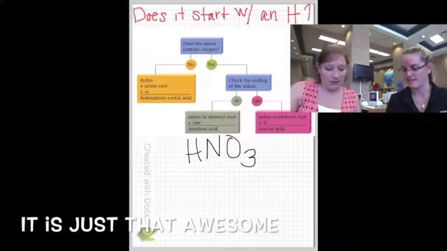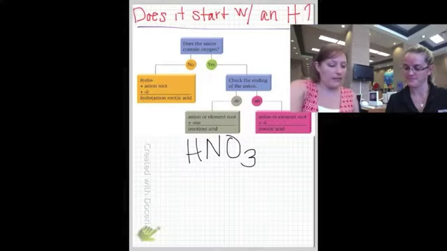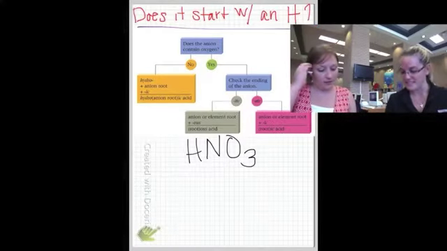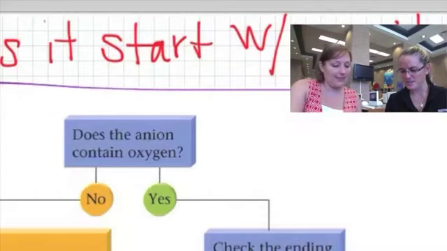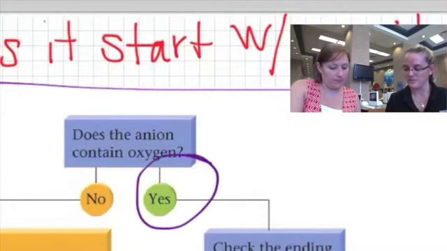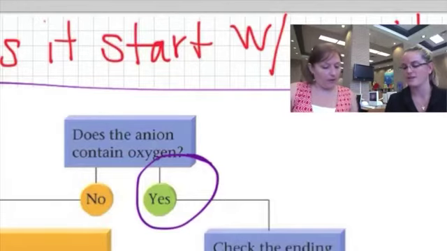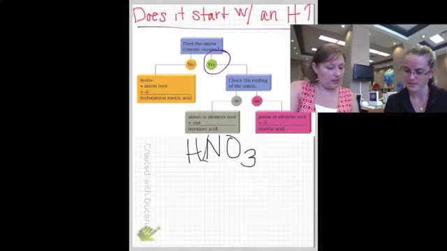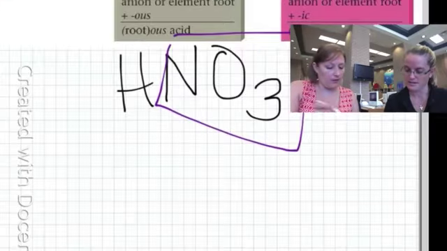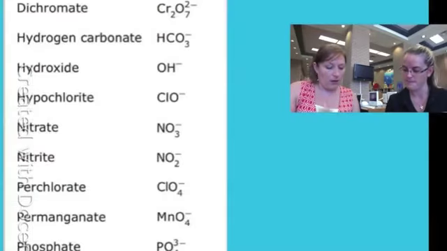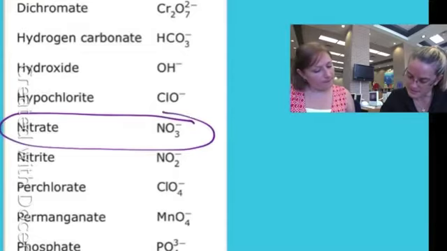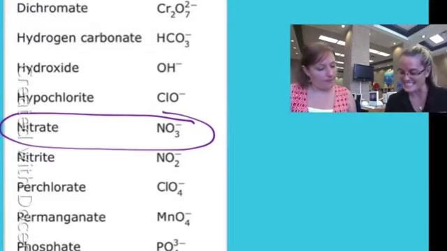Let's do one more just to make sure. Okay. Does it start with an H? Yes. HNO3, it does. Does it contain an oxygen? Yes, it does. Whoa, this one's different. The last one had 2 and this one has 3? Yep. So we need to check the ending. Remember, we're going to box everything that's not the H. NO3. Look up NO3. All right, so we've got it right here, and it ends in ATE.